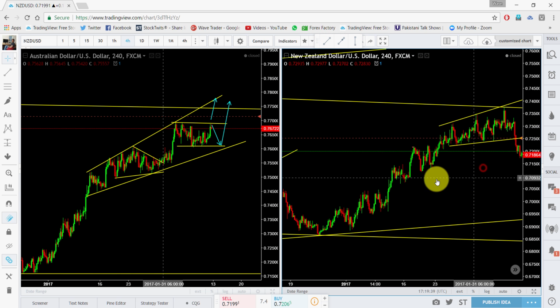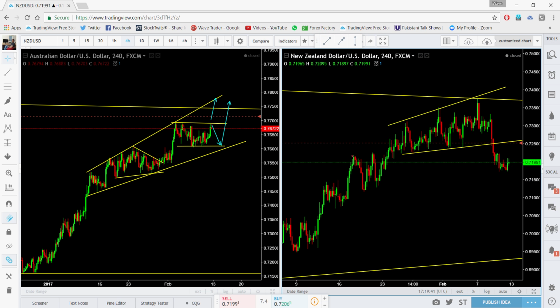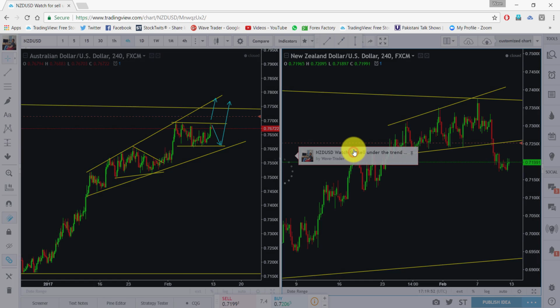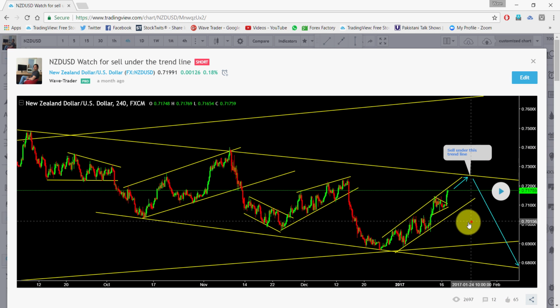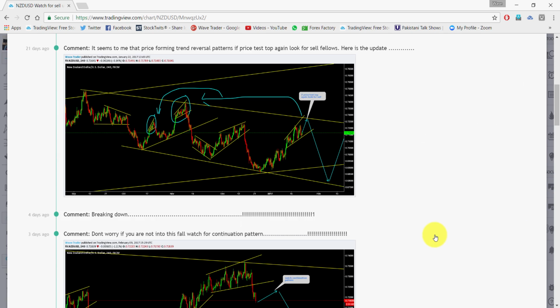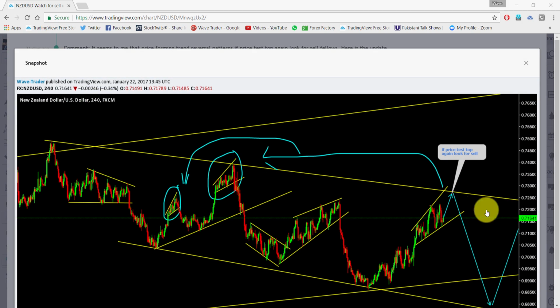Okay, so I was anticipating this pattern here at this place, but price extended its ranges and did not complete it over there. It just slightly extended its ranges, formed the pattern here at this place and then started to fall. Okay, here you can see this pattern.